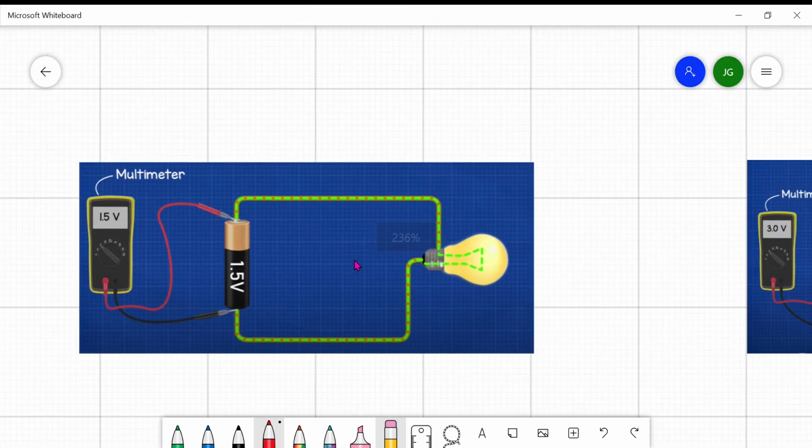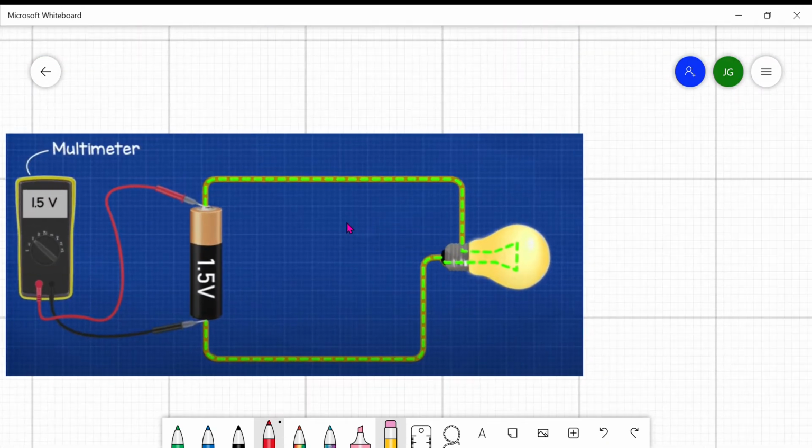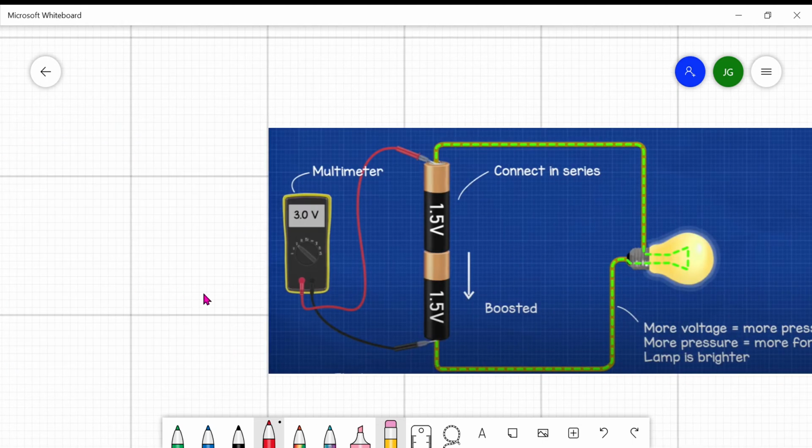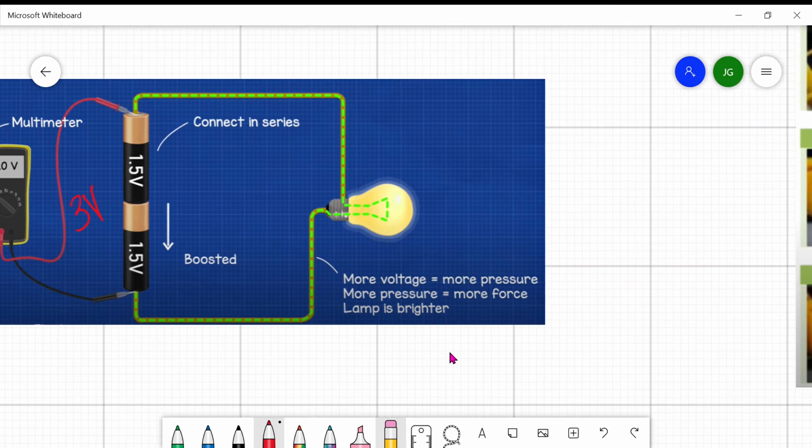In this experiment, assume that we have 1.5 volts connected to a lamp. Once we try to connect another battery with a total voltage of 3 volts, then more voltage, more pressure, more brightness.